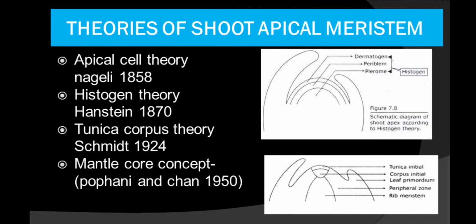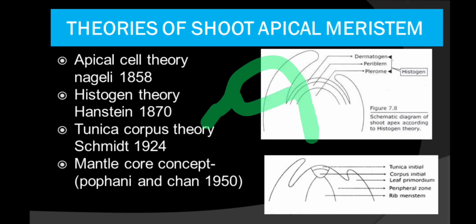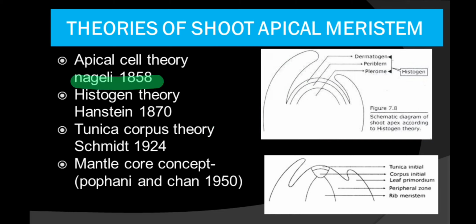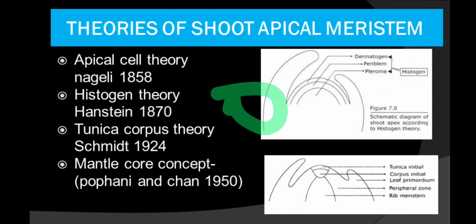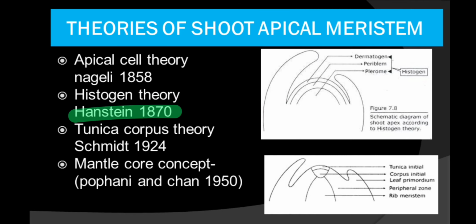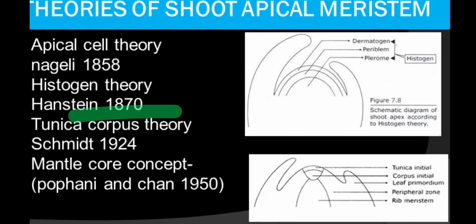Here are some theories of shoot apical meristems, given by some scientists. One theory is the apical cell theory. Here you will see on the tip there is only one cell. According to this theory, given by Nageli in 1858, there is only one cell at the apex, which gives rise to other cells. In the histogen theory, you will see that there are three layers on the top: dermatogen, periblem, and plerome. These are the three layers according to histogen theory, which give rise to other cells.